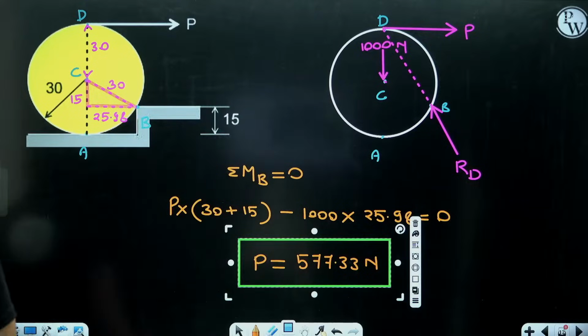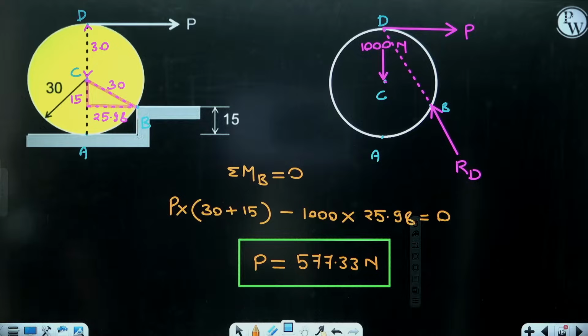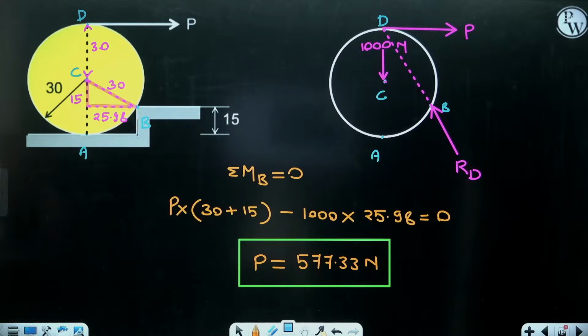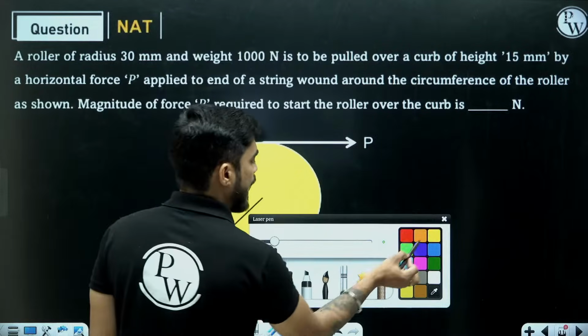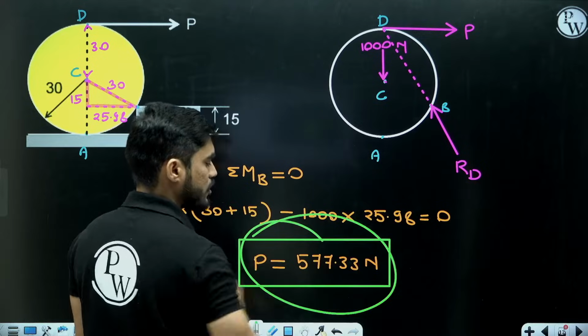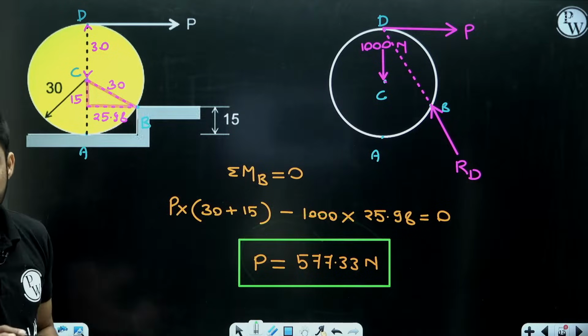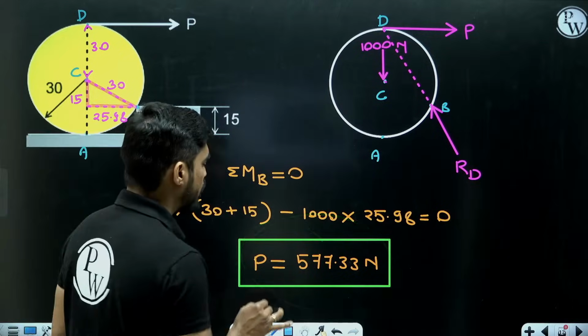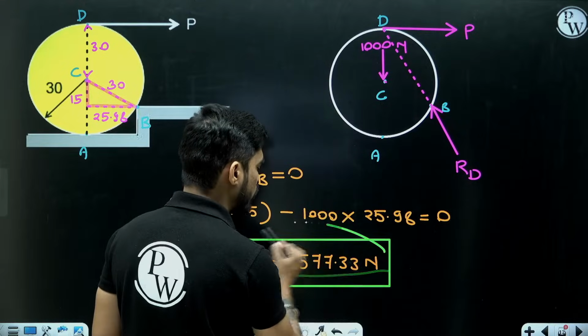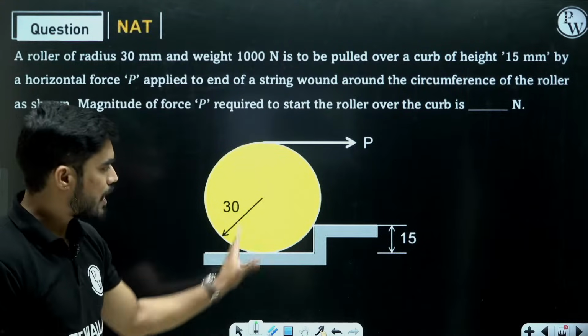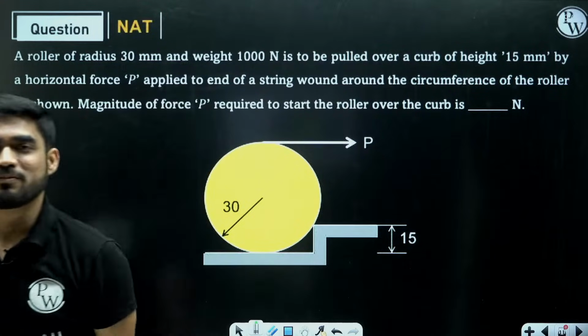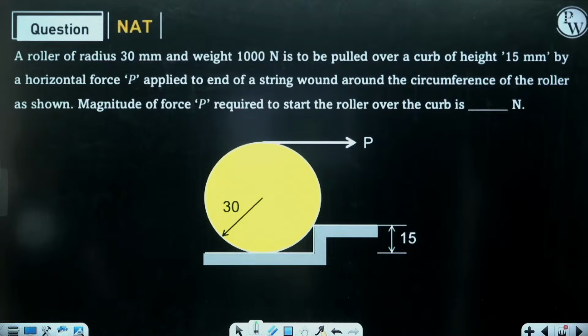You know what is this force? This is the minimum force. Very good. This is the minimum force required to start the roller moving. If you apply a force less than this much, it is not going to move. So in order to move, you have to apply a force equal to or more than this much. Then it will start moving. It will jump on this curb and it will go away. And this is a very famous question, let me tell you. You get a lot of questions from this concept.